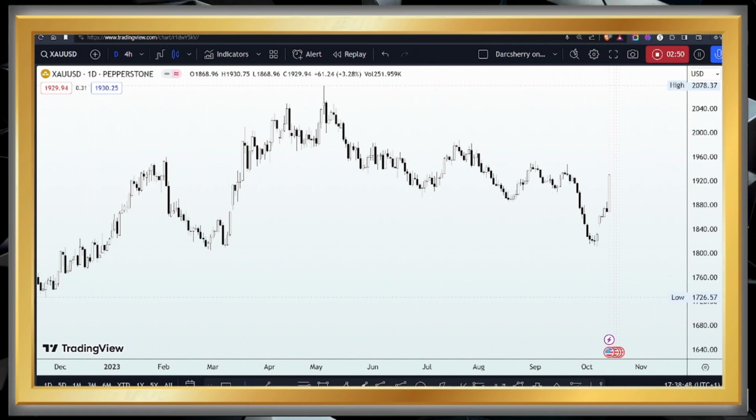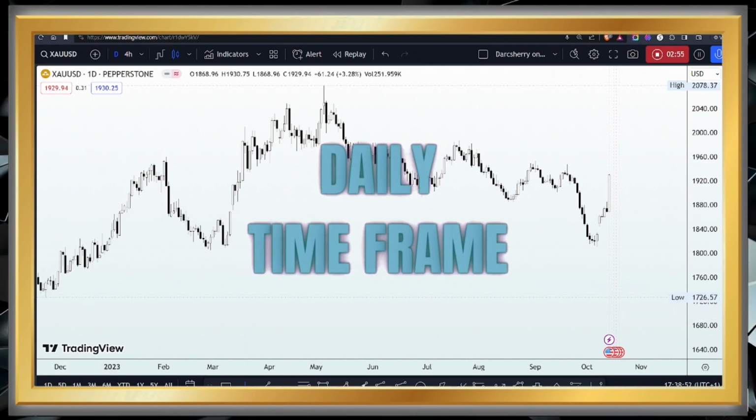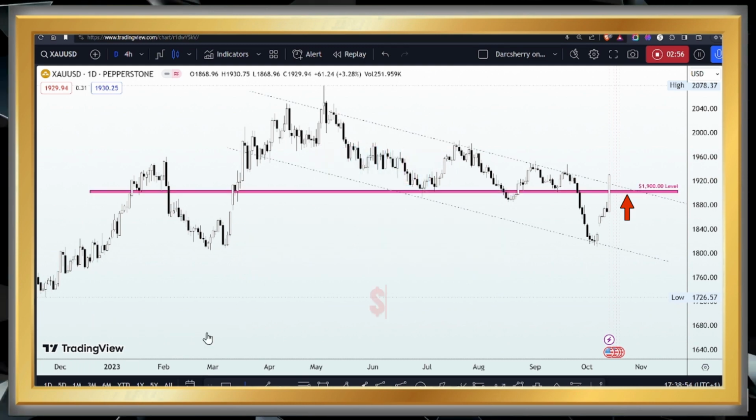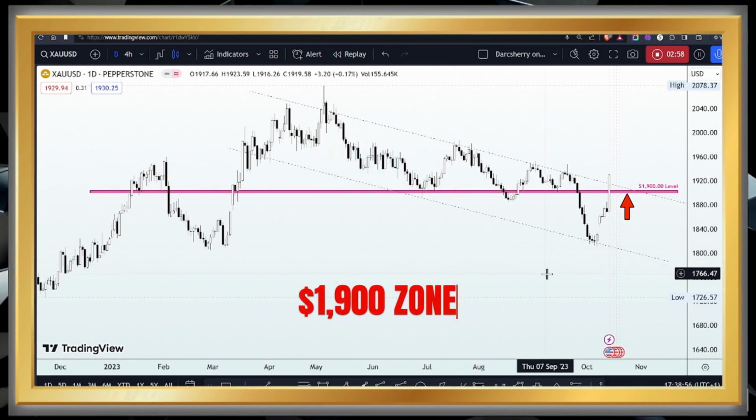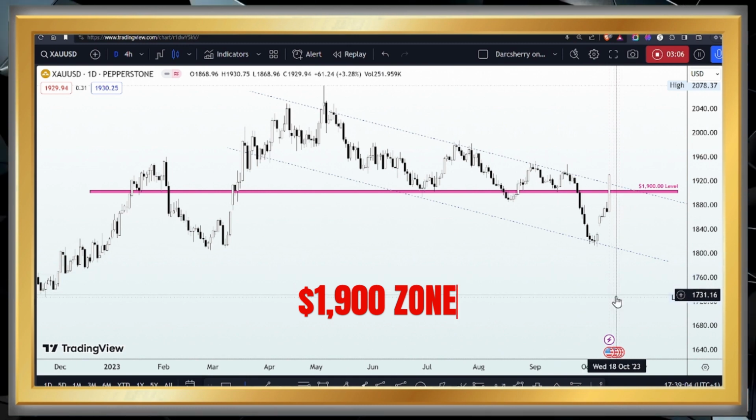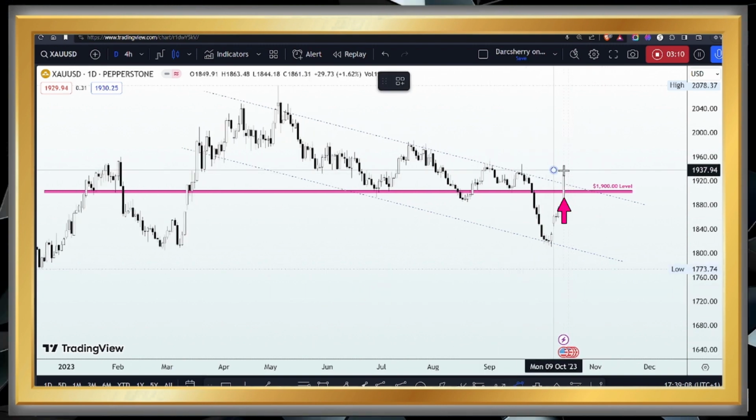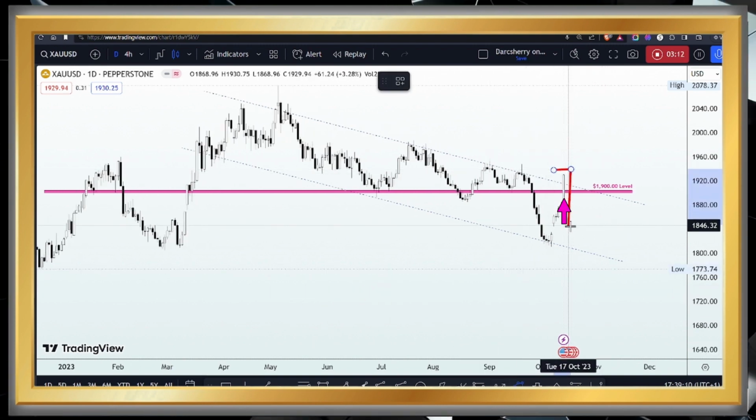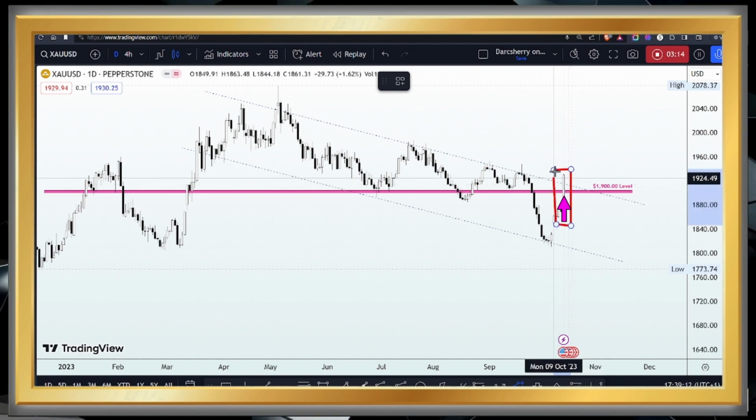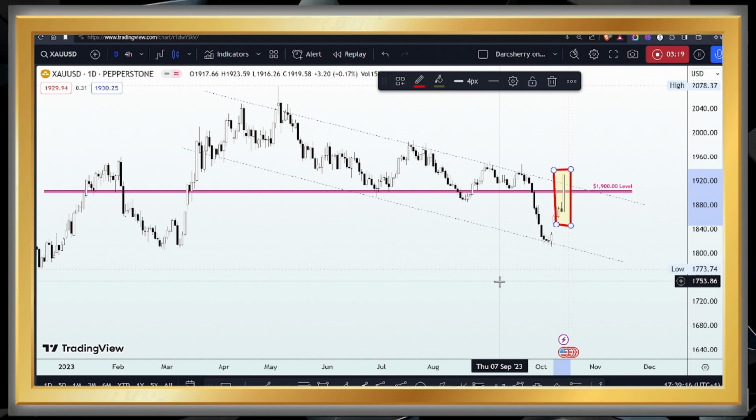Here on the daily time frame, price action has finally broken above the 1,900 zone, marked by a powerful engulfing bullish candle, as you will be seeing right here. And this happened on Friday, setting the tone for a bullish setup ahead of the new week.